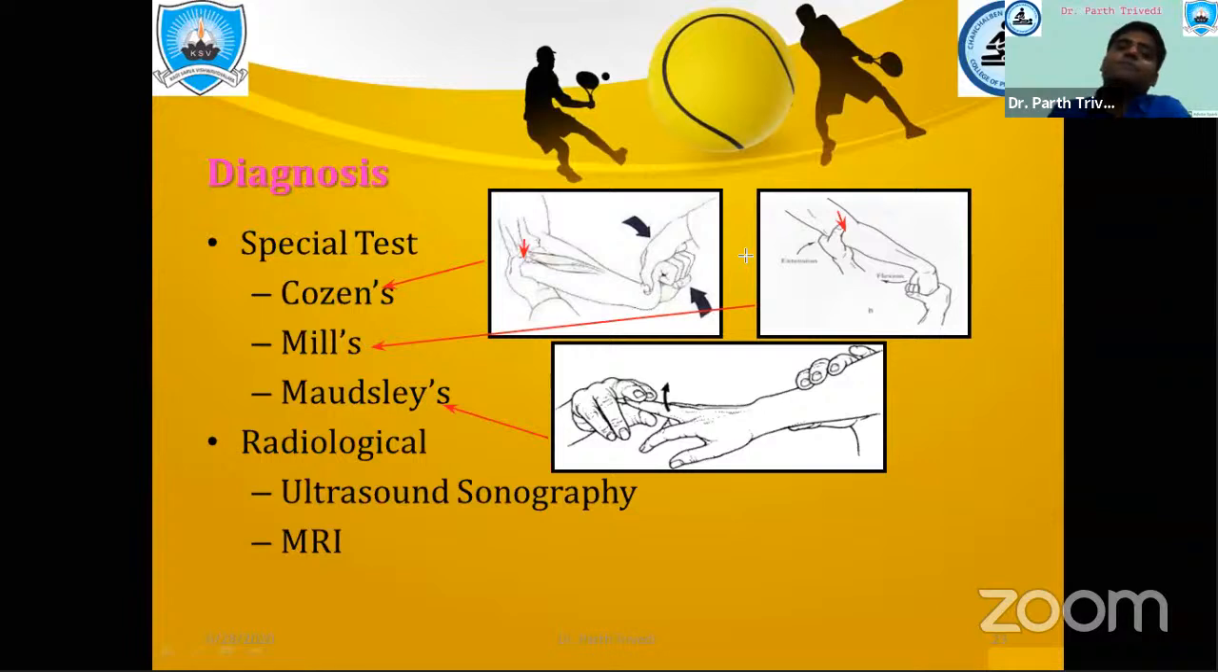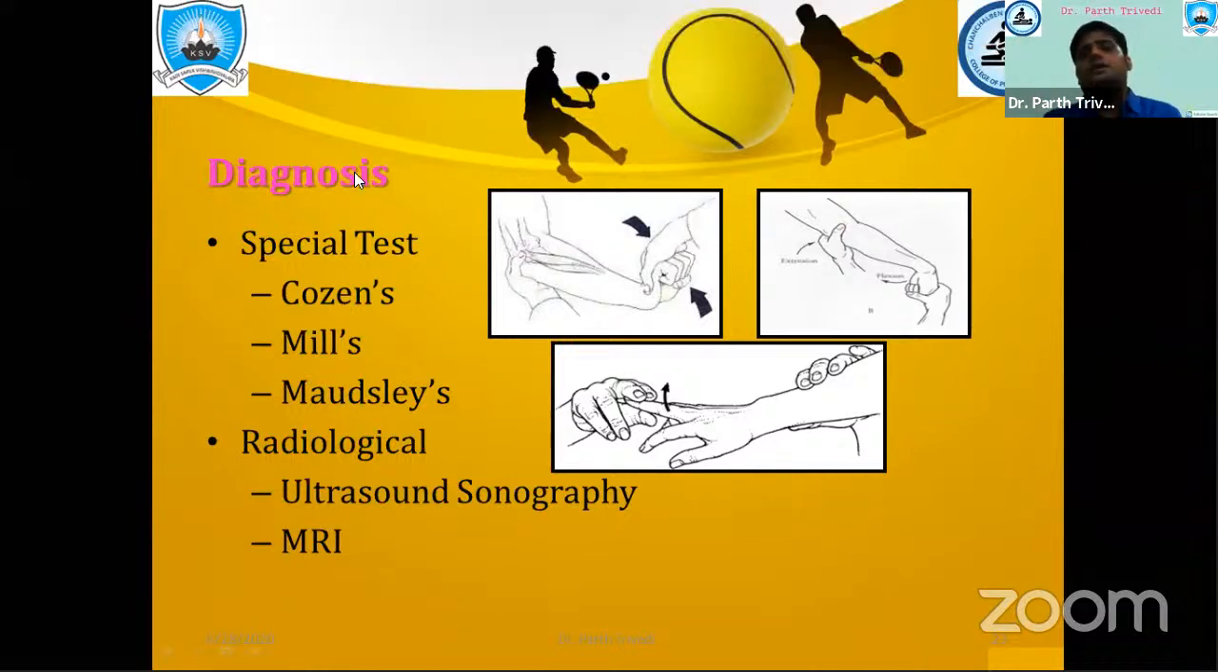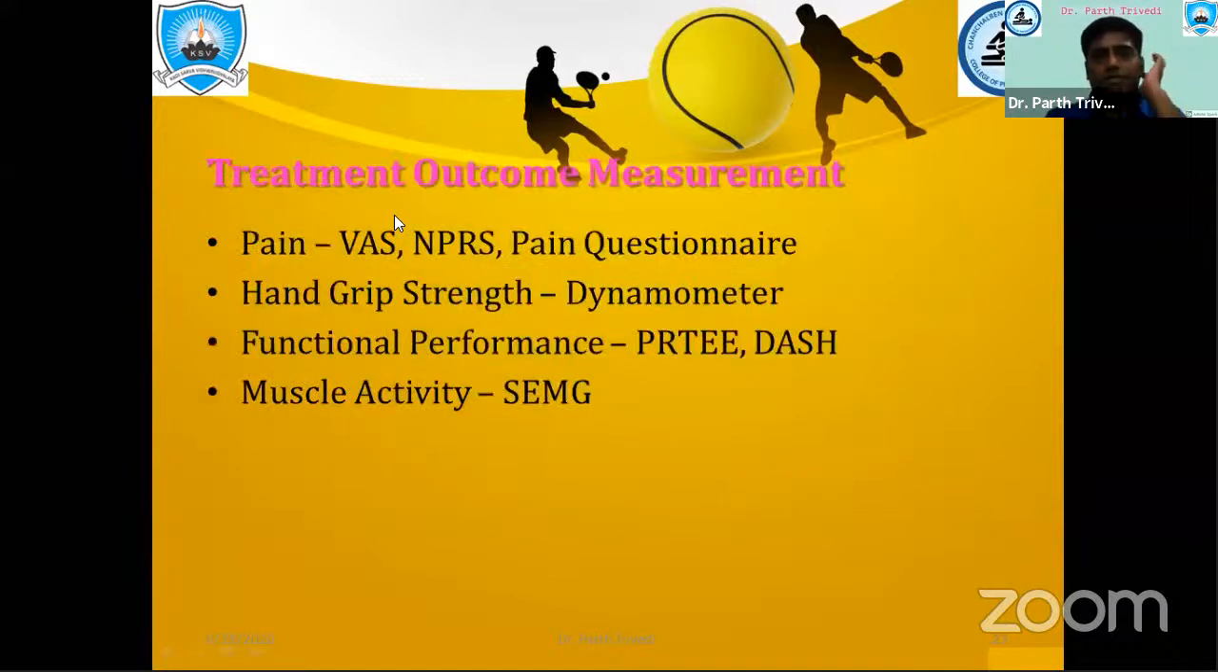So sometimes it is possible that your Cozen's is negative and your Mills is positive because of the eccentric group of muscle component involved. So it is always better to perform at least two tests rather than relying on only one test. Then we have ultrasonography and MRI to confirm. I would just name them and will not go into in-depth analysis of this.